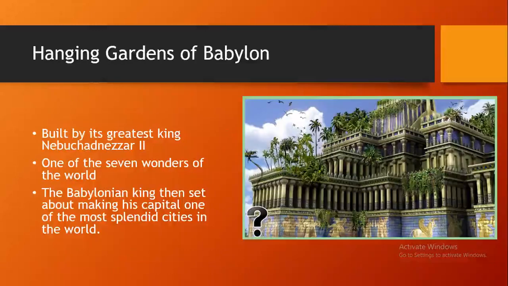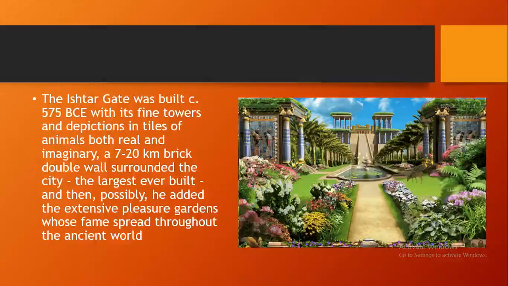Now, Hanging Gardens of Babylon. If we talk about architecture, then one thing which was very famous at the time of Mesopotamia was the Hanging Garden of Babylon, and it was one of the seven wonders of the world. It was built by the greatest king, Nebuchadnezzar. The Babylon king set about making his capital one of the most splendid cities in the world. He thought that his capital should be distinguished from the other capitals. That's why he built the Hanging Gardens of Babylon.